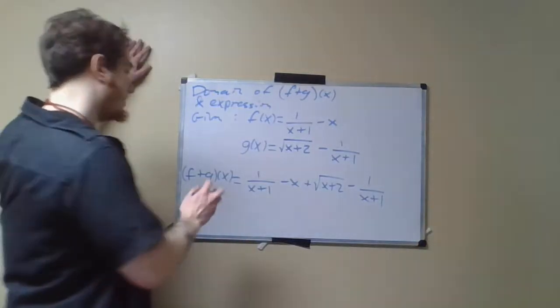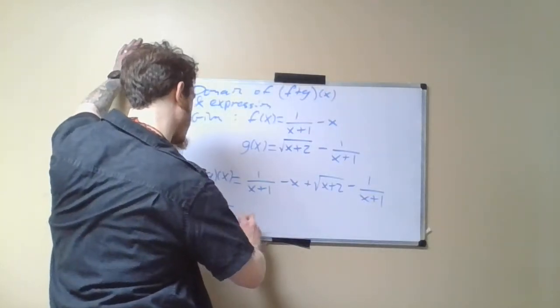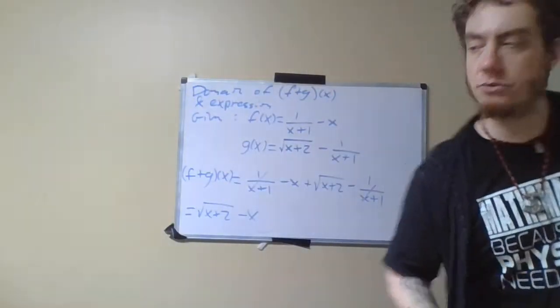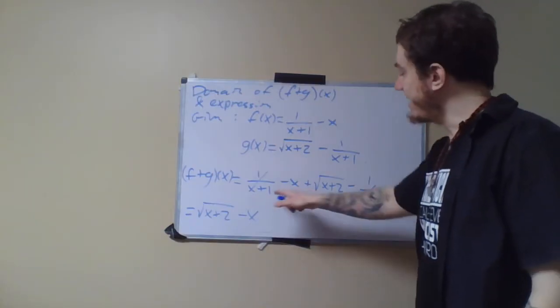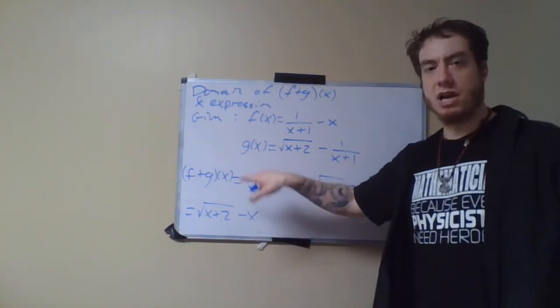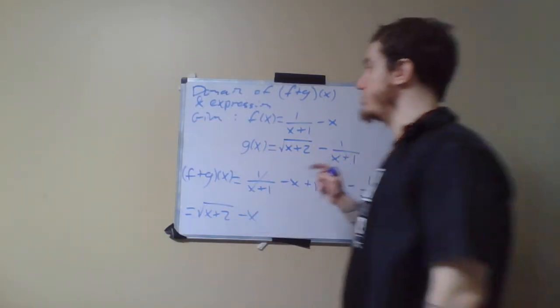And the thing is, this simplifies to the square root of x plus 2 minus x. These two fractions cancel each other out as long as x is not equal to negative 1. So as long as this doesn't break the fraction, these two sides are going to be equal to each other. But we do have to worry about breaking that fraction.